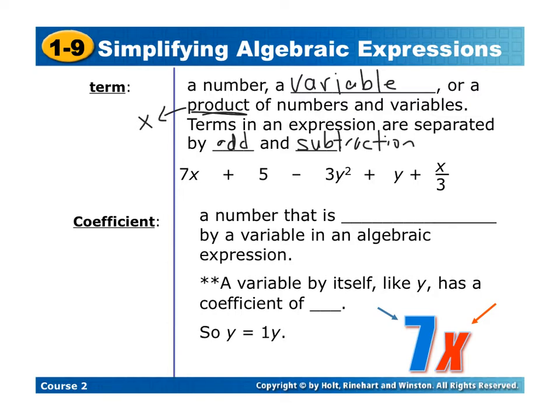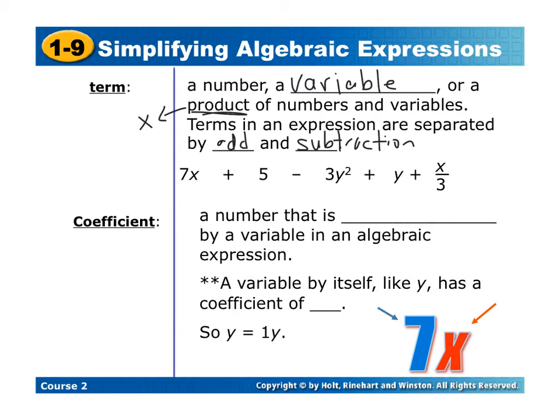So here, if you're looking at our first example, 7x is a term because it's separated by an addition sign from everything else. 5 is a term, it's just a number separated. 3y to the second is a term, y is a term, and x over 3 is a term. So in this expression, we have 5 terms.